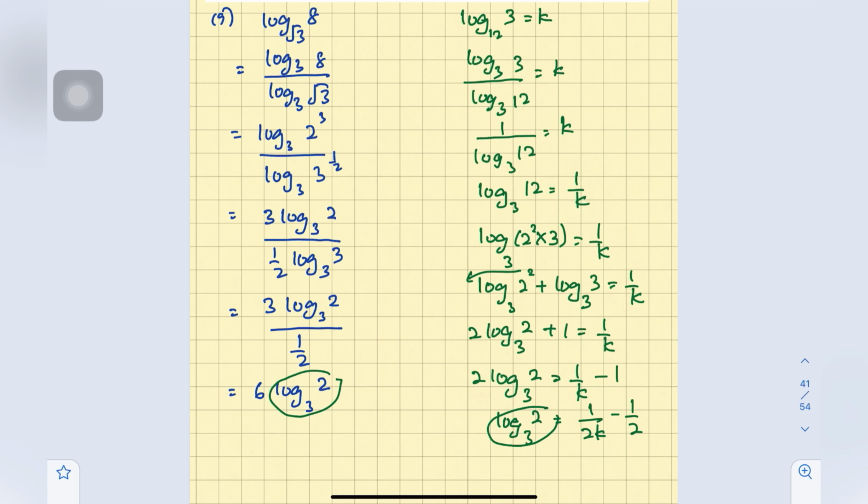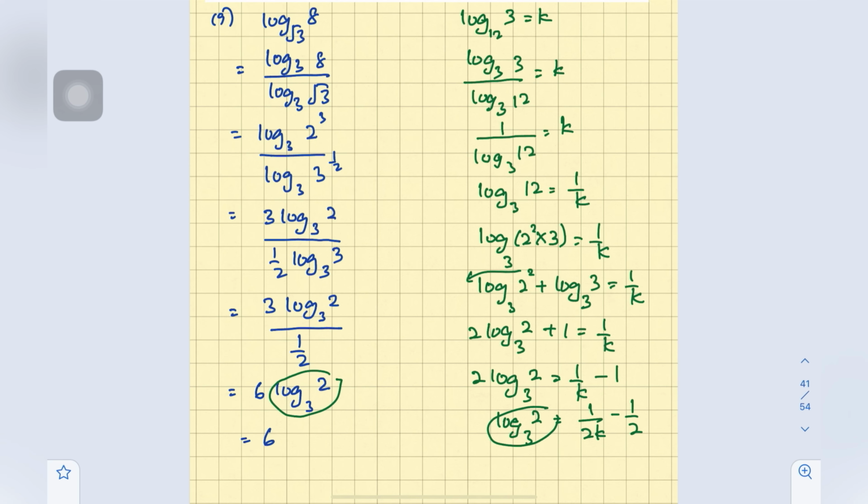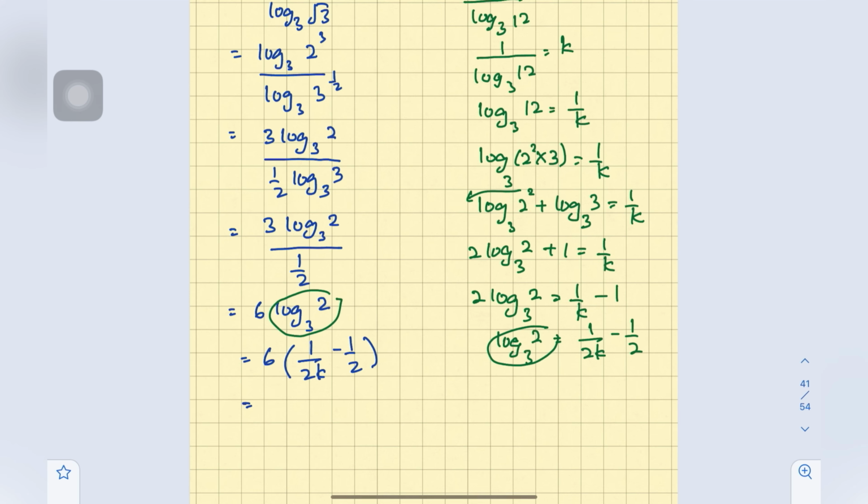Okay, then we substitute log 2 base 3 equals 1 over 2k minus 1 over 2. So here we get 6 times 1 over 2k minus 1 over 2, which equals 3 over k minus 3.